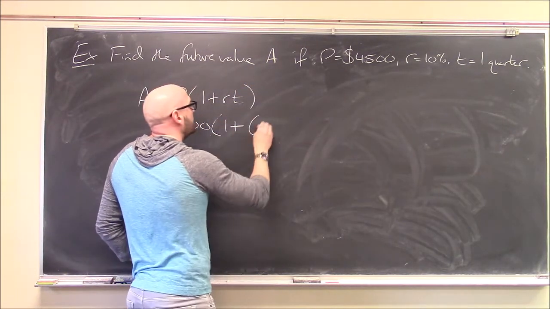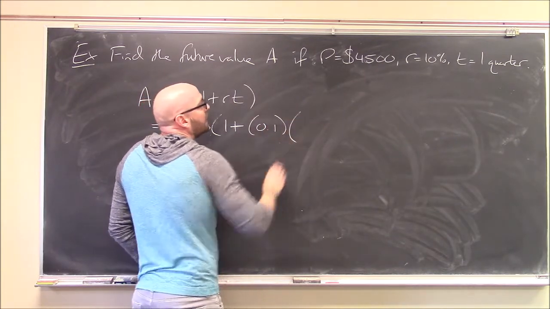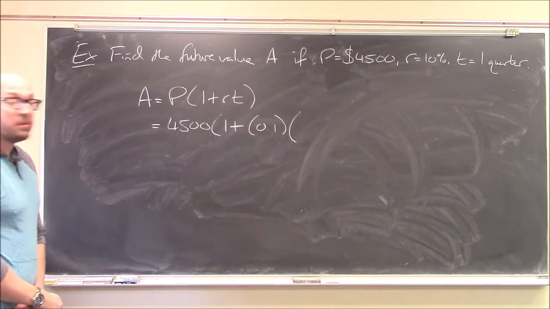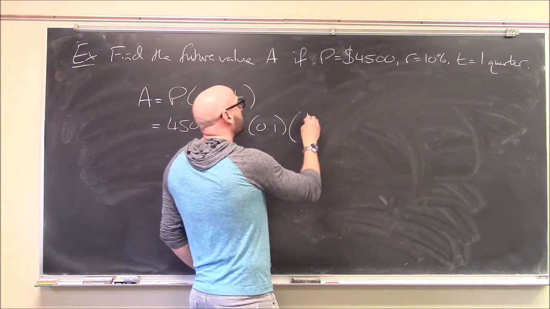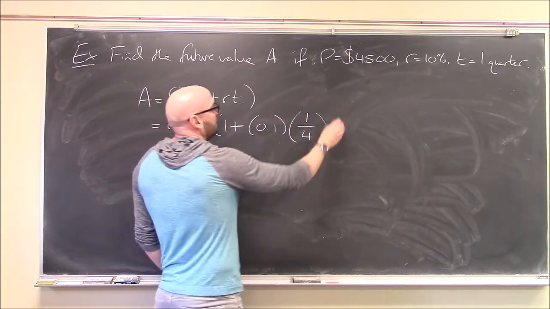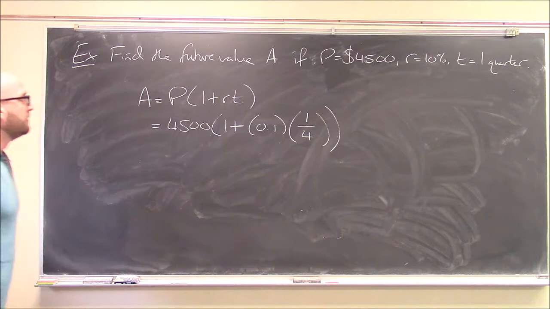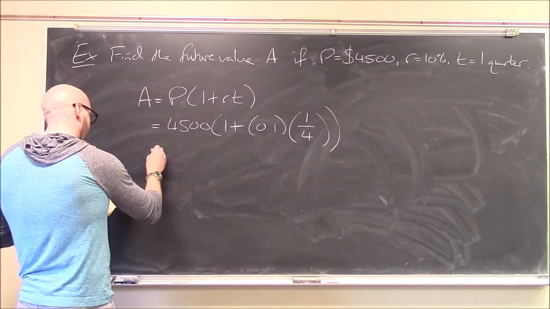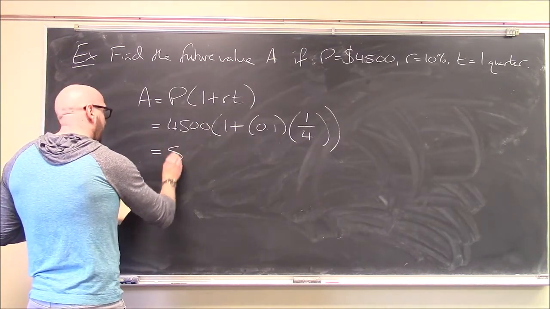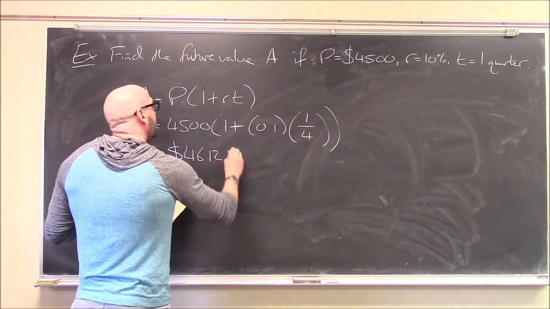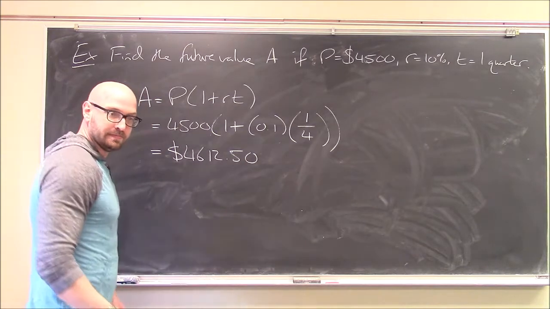10% in decimal is 0.1. And our time, we have 1 quarter here. So how many years is that? Well, there's 4 quarters in a year, so this is 1 quarter over 4 quarters. And there's our computation. So we plugged in all the numbers, now you just plug this into a calculator, and the output is going to be 4612.50.